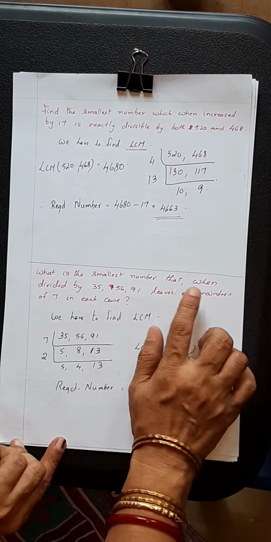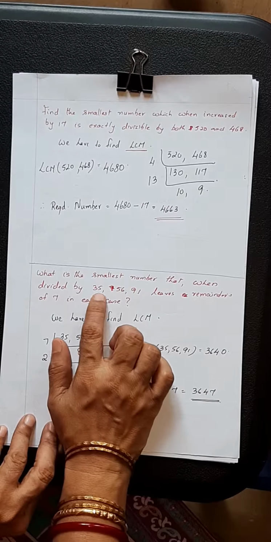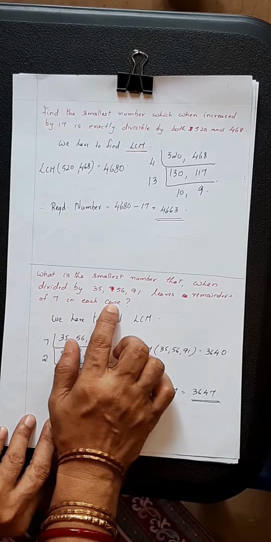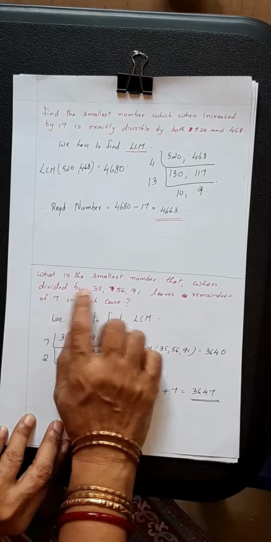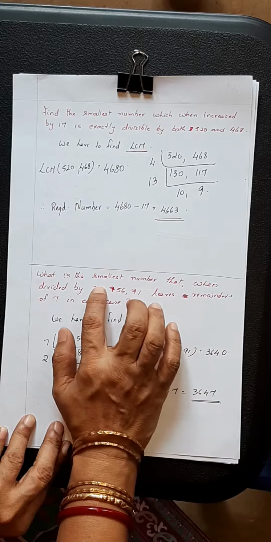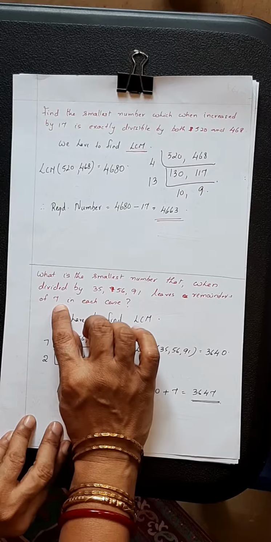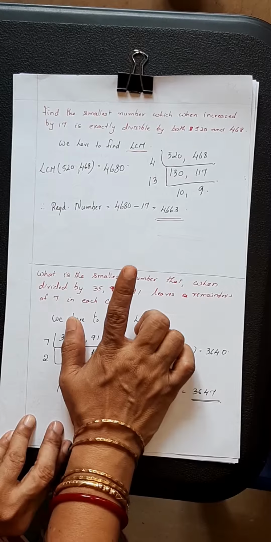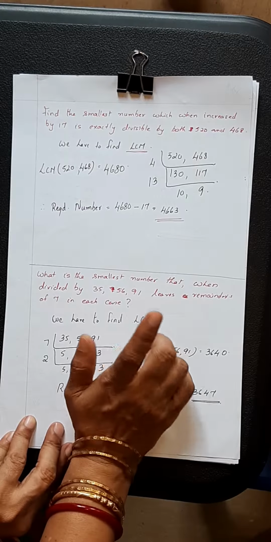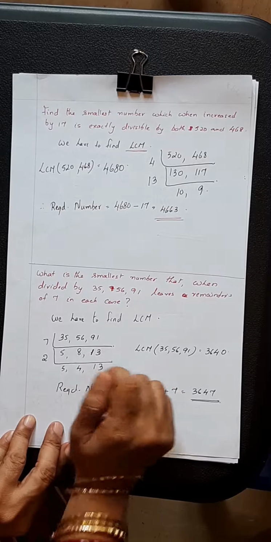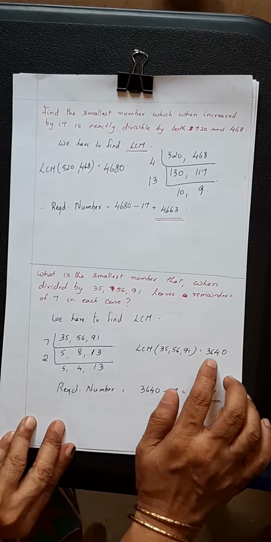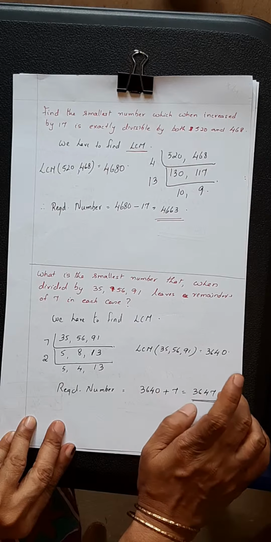Now, what is the smallest number that when divided by 35, 56 and 91 leaves a remainder of 7 in each case? Here also you are going to divide a number by these numbers and get a remainder of 7. So you want a bigger number, you have to find the dividend, a multiple, so the LCM. So for 35, 56 and 91 you take the LCM, and you will get 3640.